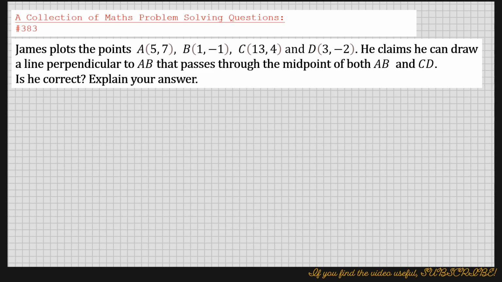James plots the points A(5, 7), B(1, -1), C(13, 4), and D(3, -2). He claims he can draw a line perpendicular to AB that passes through the midpoint of both AB and CD. Is he correct? Explain your answer.